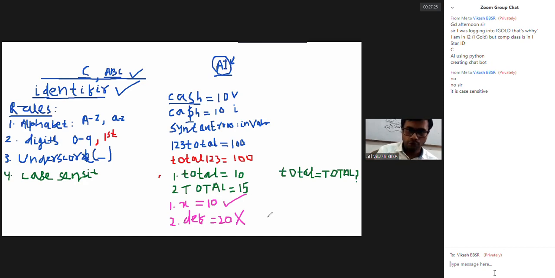So it is a keyword. Then another rule: what is the next rule you can tell? Keywords are not allowed in a Python identifier. Keywords are not allowed in Python. Clear? Python will not allow the keyword. Complete. Next.